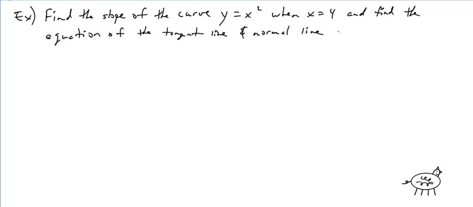Okay, we've used the word normal before, but the word normal just means perpendicular. Tangent line is what we're going to find, but normal line is just perpendicular, which is actually going to be really easy once we have our tangent line.